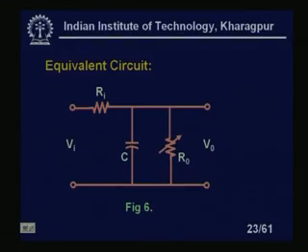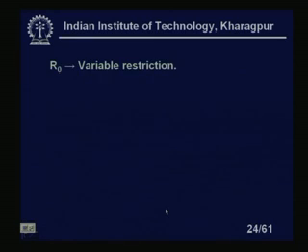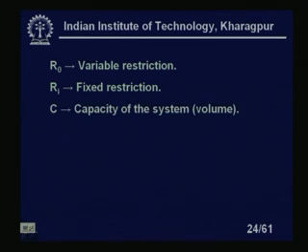You see, this is our flapper nozzle system. Ri and C: Ri is the input side, that means the supply side restrictor, and Ro is the load side restrictor. We have Vi and Vo. These are the electrical representations of our flapper nozzle system, where Ro is a variable restriction and Ri is a fixed restriction. The fixed restriction is at the input side. Then C is the capacity of the system, that is the volume. So these actually make our flapper nozzle system.